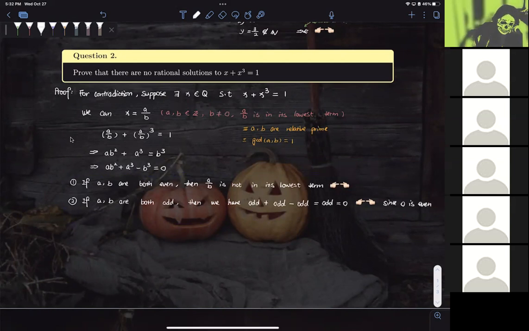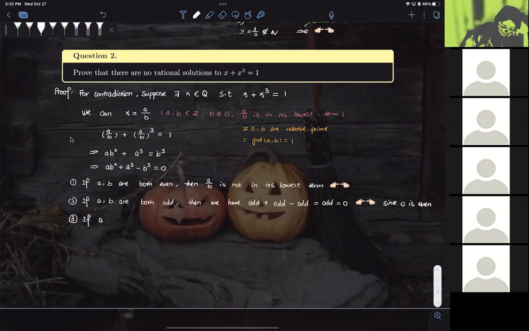Can we stop right there? You cannot stop right there. You have to discuss all cases. Otherwise, you cannot say you have a contradiction. Okay? Because if this doesn't work, what about the other cases? If the other cases work, then you cannot say there are no rational solutions. Have to go through all 4 cases.